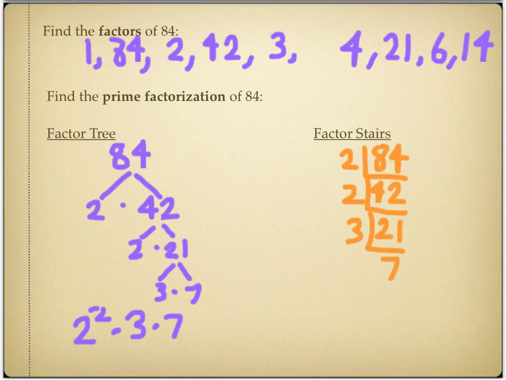And so now all I have to do is look at the stairs, so to speak, or these numbers on the outside for my prime factorization. And sure enough, I get the same thing, 2 squared times 3 times 7. So we'll have you do some stuff like that called prime factorization of actual numbers. You might recall doing that before.